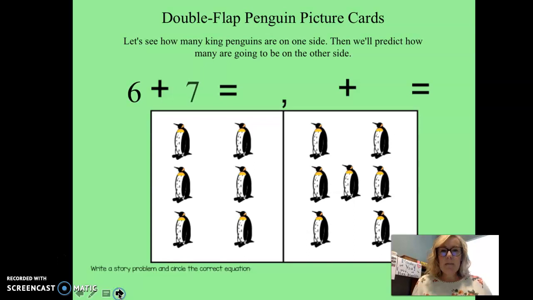6 plus 7 equals 13. Likewise, 7 plus 6 equals 13. This is the commutative property of addition. It doesn't matter which order the numbers are in, the answer is the same.